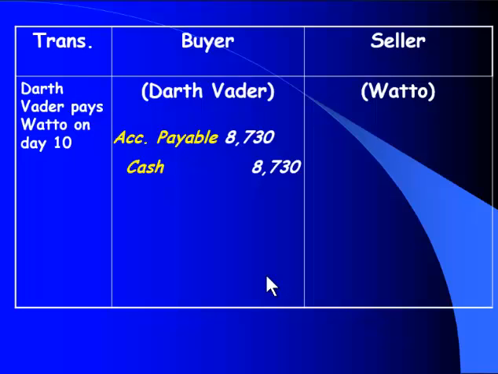What does the seller have more of? Cash. An asset goes up with a debit. And what do they have less of? Accounts receivable. Do you see how that's back to Chapter 2? We could have made that entry in Chapter 2. Notice that the buyer has less accounts payable, the seller has less accounts receivable. And if the buyer has less cash, the seller has more cash.